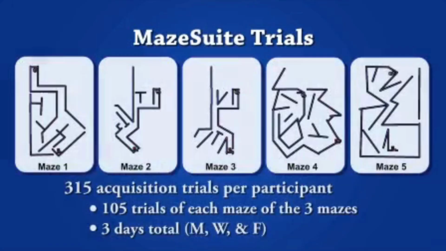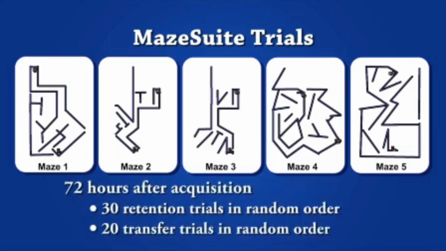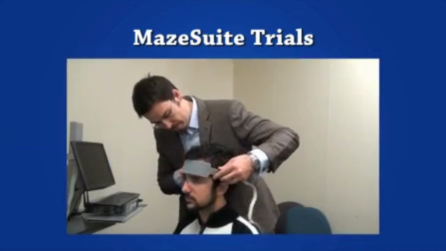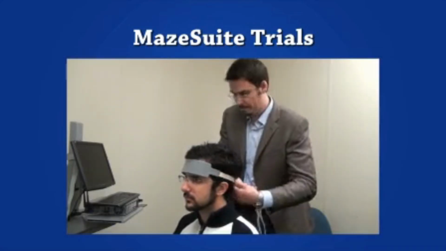Each performed 315 acquisition trials, 105 trials of each of the 3 mazes across 3 days: Monday, Wednesday, and Friday. The following Monday, 72 hours following acquisition, 30 retention and 20 transfer trials were performed in a random order. PFC activity was monitored during all phases for 16 optode sites using fNIR.